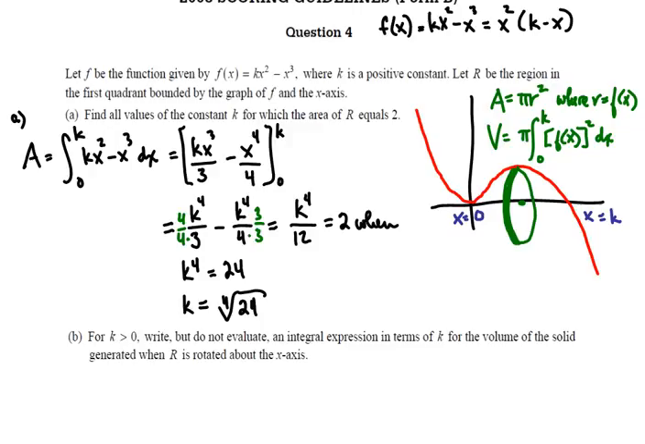And so we end up with volume is equal to pi times the integral from 0 to k of f of x quantity squared dx, which should give us our answer. And on an AP test, that should be sufficient. F of x is clearly defined as kx squared minus x cubed. If you wanted to rewrite that, you would end up with V, the volume, is equal to pi times the integral from 0 to k of the quantity kx squared minus x cubed all squared dx. And we're done with part B.